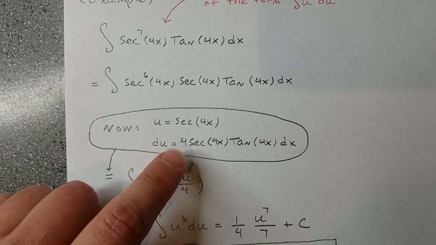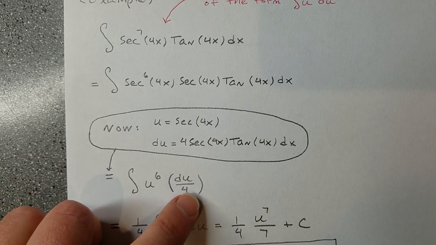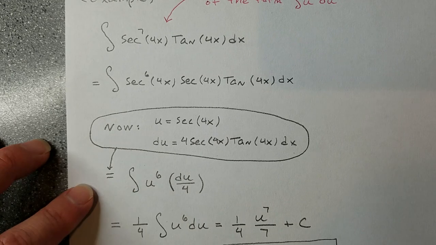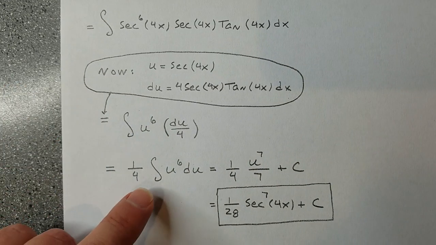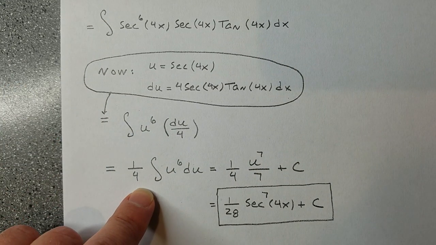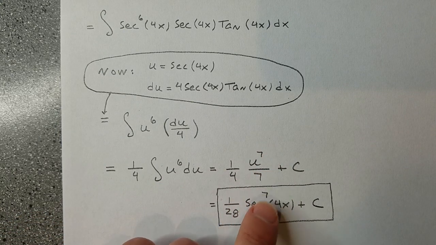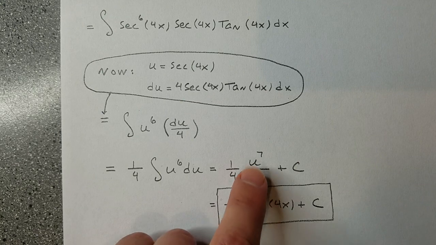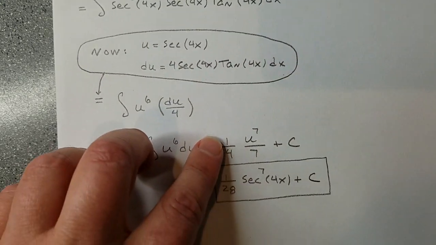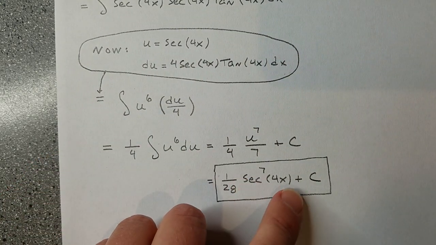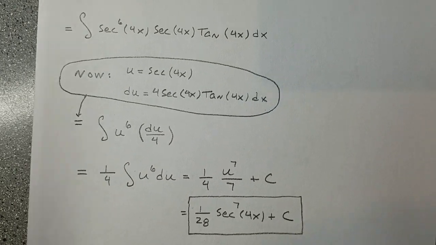So I'll have to divide by that 4, and my substitution goes in. It gets that way. Factor out the 4 if you want to. U to the 6th power du is u to the 7th power over 7, so I get 1 over 28. U was secant 4x. Secant 7th power 4x plus c. Okay.